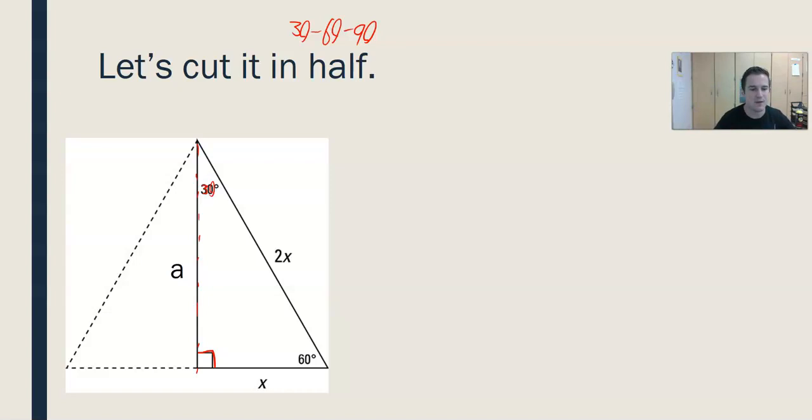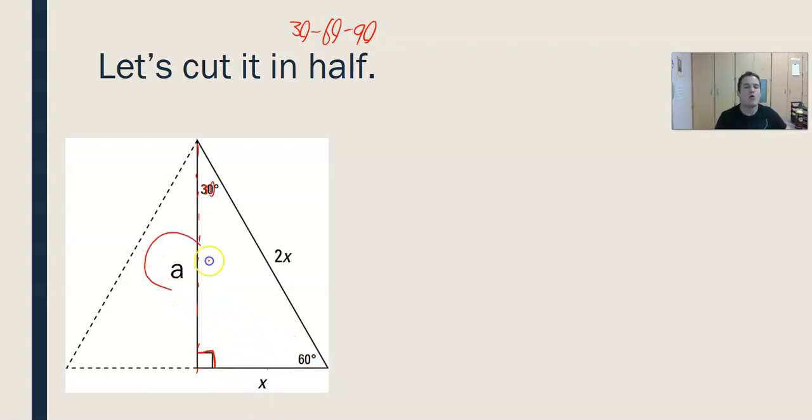Let's see. So we mentioned in the equilateral triangle that all three of those sides are the same length. So that means that this little half side, since I split this triangle in half, is going to be half the length of this side. Or this side is going to be double the length of this side. So I have this written as x and 2x. So the hypotenuse of this 30, 60, 90 triangle will always be twice the length of the short side of the right triangle. See that?